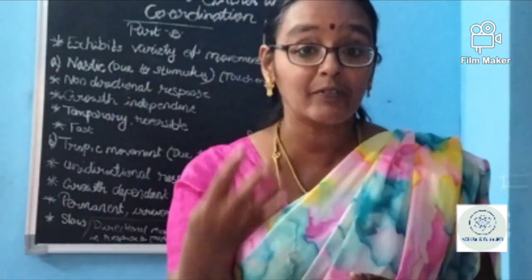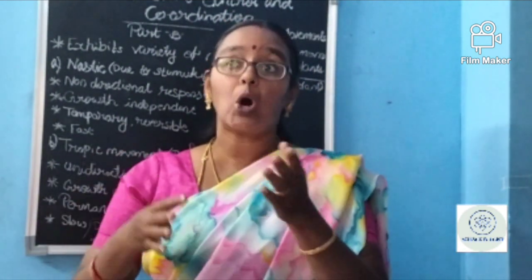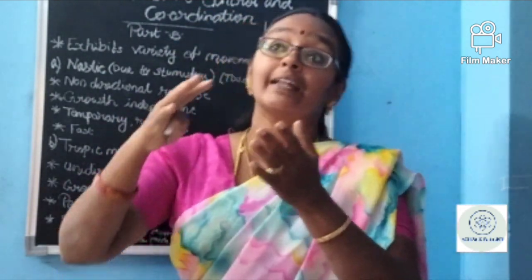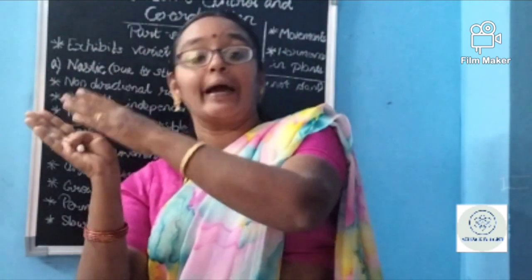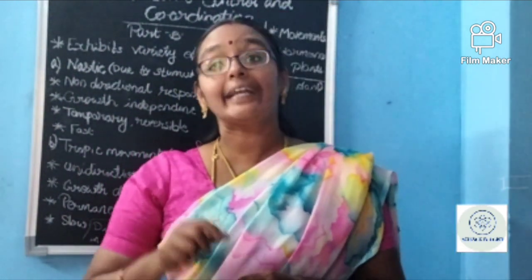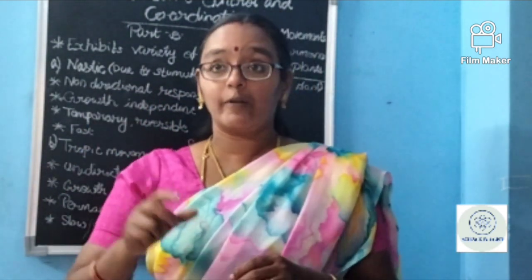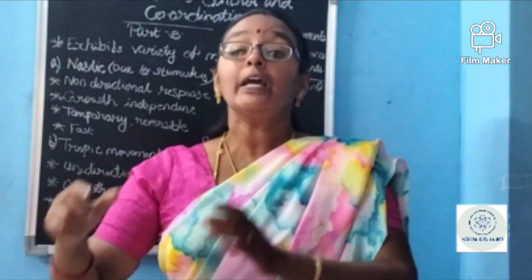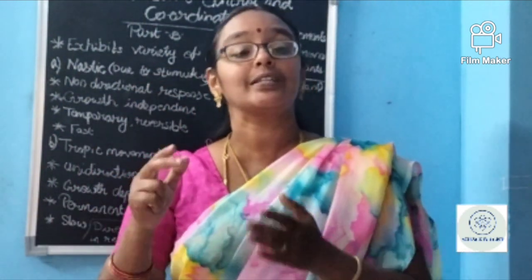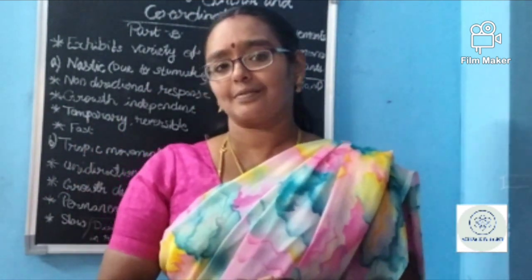And are they reversible? No, they are irreversible. It means that after a long time, when the plant has become a tree, it will not be turned back to the original. That is not temporary also. Is it fast action or slow action? It is very slow. When you are keeping it near the window, immediately it is not turning like that. After a few days, you can see the change in that plant. These are tropic movements.